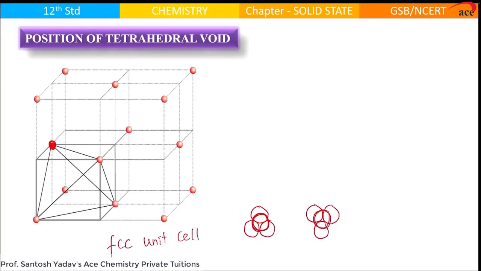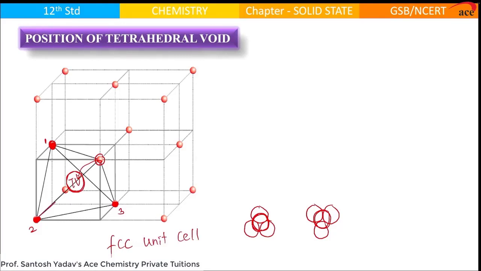Now, imagine this is like this. Are you understanding? Sphere number 1, sphere number 2, sphere number 3, and this sphere which will be placed on these 3 spheres, then the empty space is called which void? Tetrahedral void. It's called a tetrahedral void.